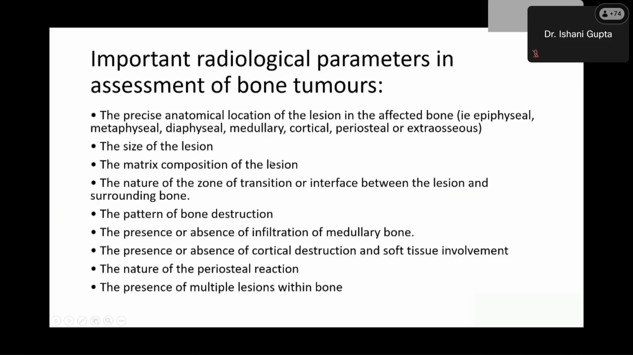And this is what we again heard. It begins with a precise anatomical location, the size, the matrix composition, the nature of the zone of transition, the pattern of bone destruction, infiltration of the medullary cavity, and so on. And the nature of periosteal reaction, whether the lesion is single or multiple. So there are so many parameters that the radiologist looks at.